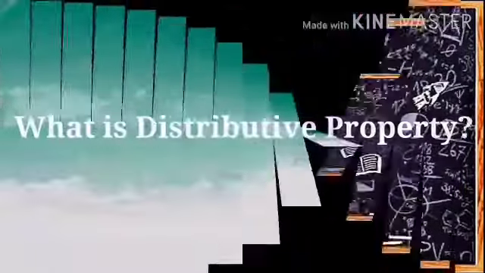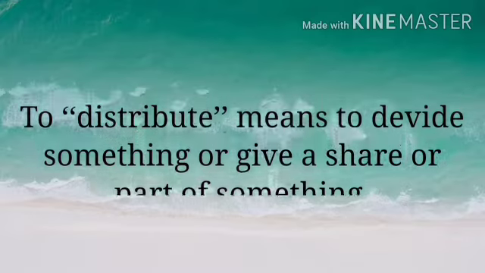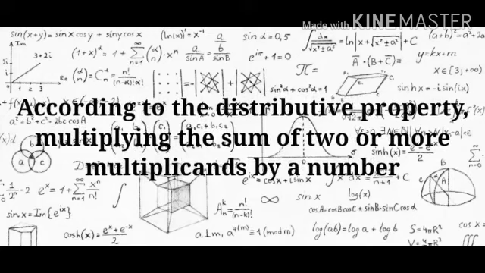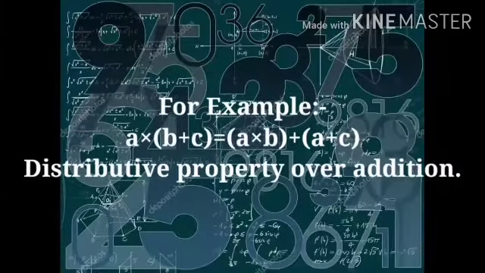What is distributive property? To distribute means to divide something or give a share or part of something. According to the distributive property, multiplying the sum of two or more multiplicands by a number will give the same result as multiplying each multiplicand individually by the number and then adding the products together. For example, a into (b plus c) is equal to (a into b) plus (a into c). This is distributive property over addition.